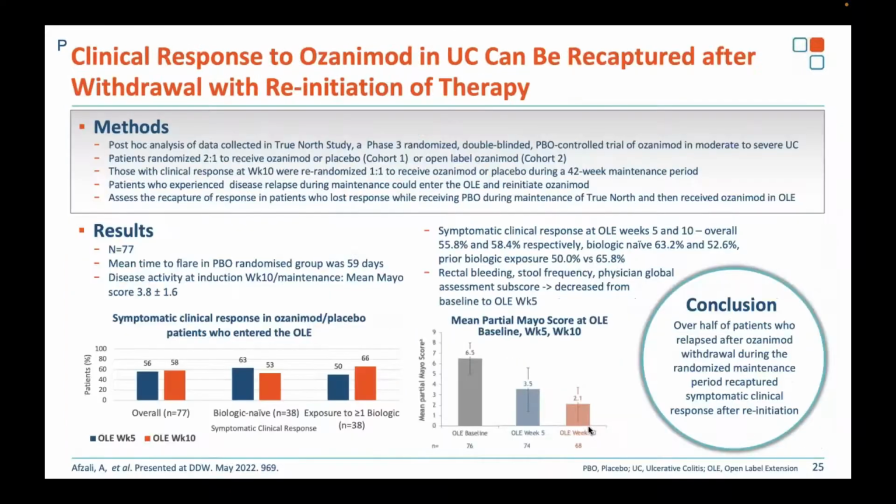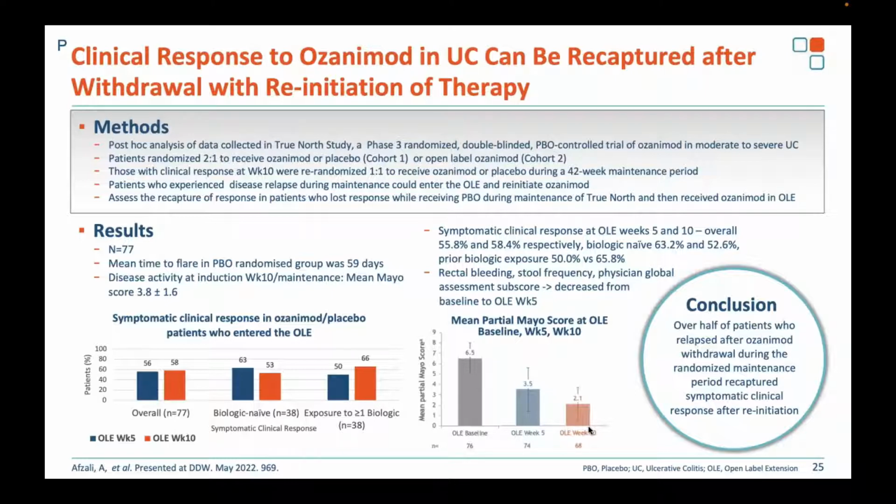Right, and there's a little bit more Trasomod data. This is very similar to the abstract that I've just presented to you with filgotinib. It's about recapturing response after the drug has been withdrawn and therapy has been reinitiated. So it's exactly the same. Remember, it's a group of patients who've responded to initial therapy. They've then been re-randomized to placebo in the maintenance part of the study. They've lost response when they've been re-randomized to placebo, and then they have restarted drug. And what you can see here is that those patients who restart therapy after loss of response seem to do pretty well when they restart drug.